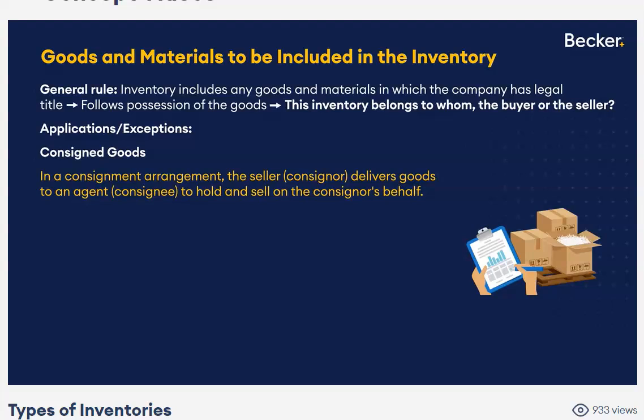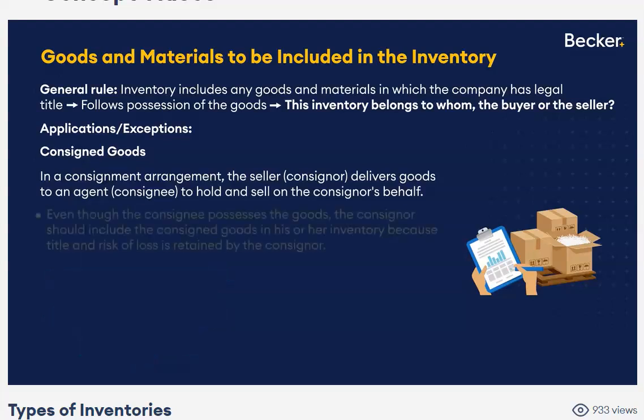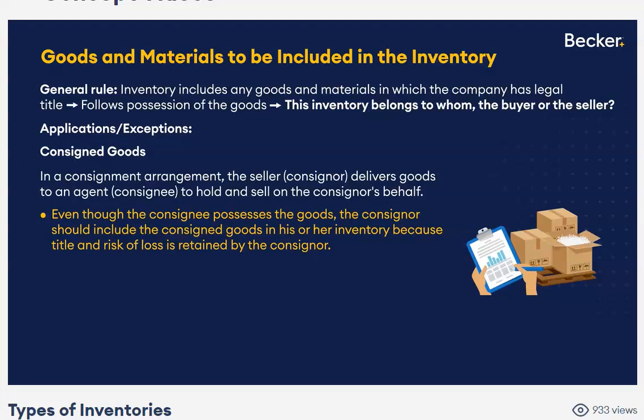Now, I give up possession to you. You've got possession of my goods. The question is, who has title? Me, the seller, the consignor, or you, the consignee? Even though you, the consignee, have physical possession of those goods, that inventory actually belongs to me. That belongs in my inventory. Even though I no longer have possession, I have title to those goods. That should be included in the seller, the consignor's inventory.